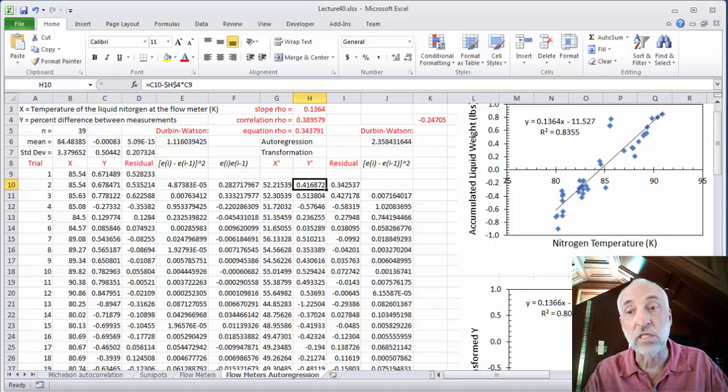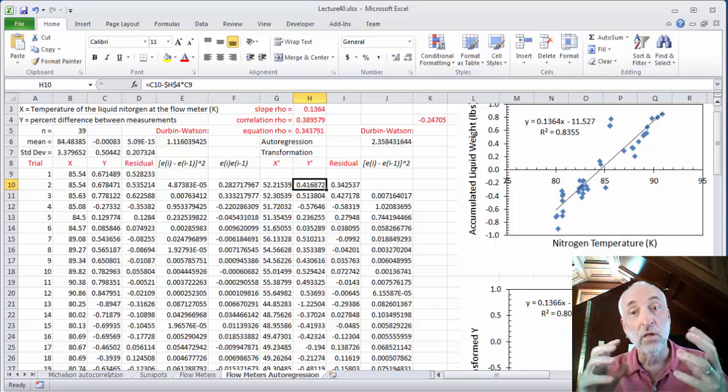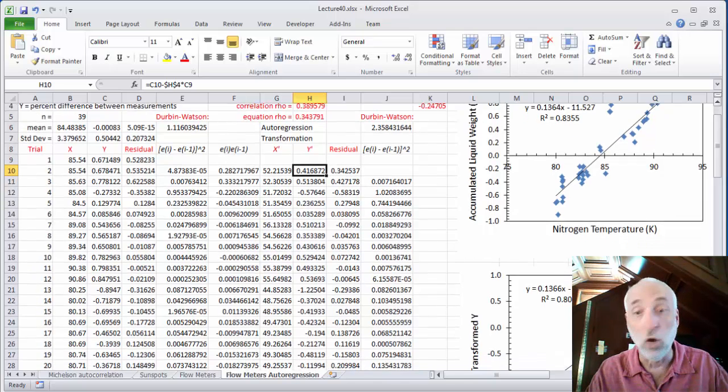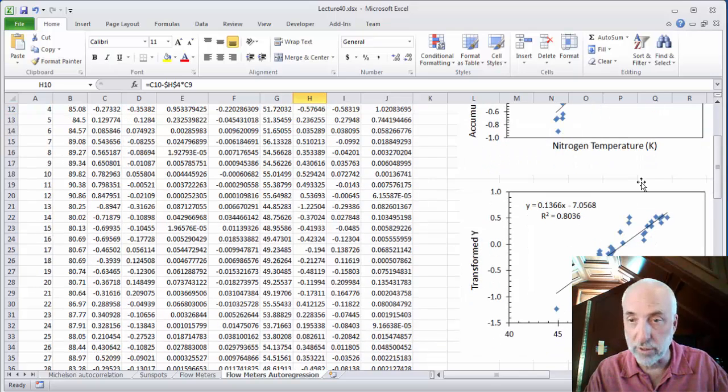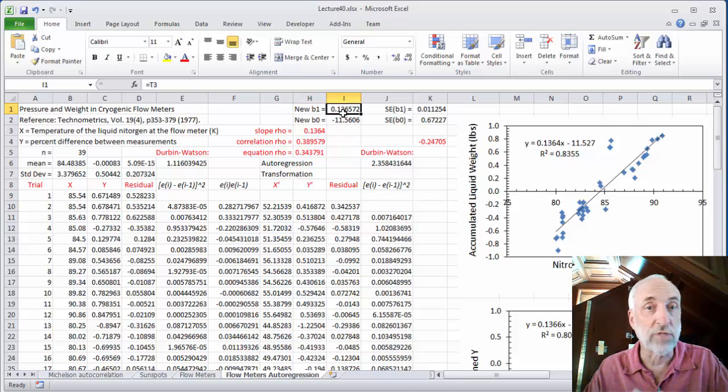What also changes is the error estimates, the standard errors about those parameters. And now we've got standard errors that are valid because the assumption of uncorrelated residuals we hope is now true when we do our ordinary least squares regression on the transformed data. So the transformed data allows me to calculate new values of the slope and intercept by transforming them back.